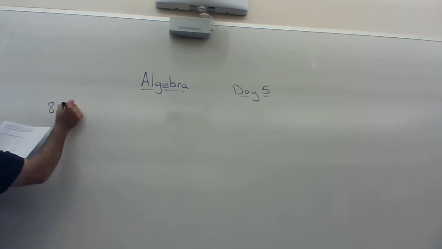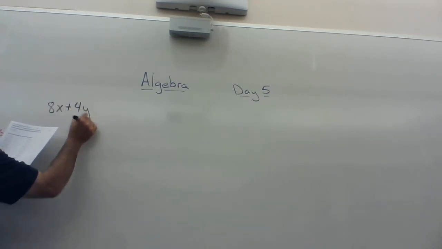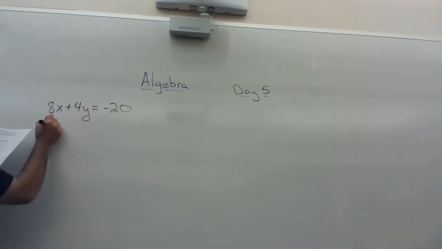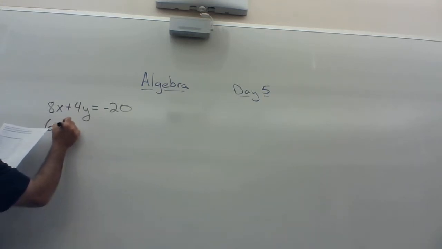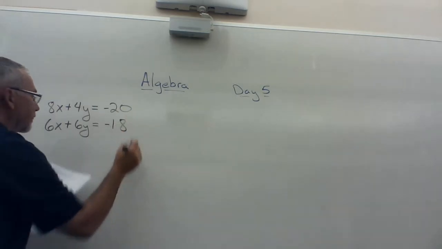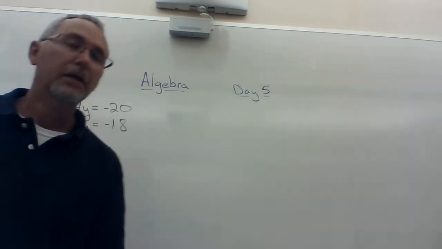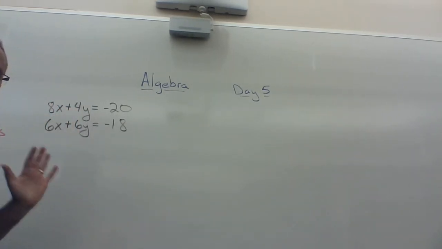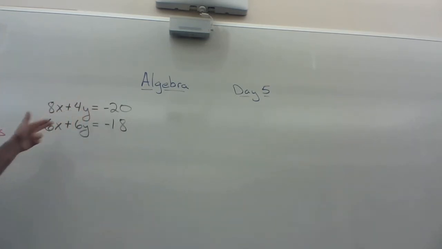This one is 8x plus 4y equals negative 20, and 6x plus 6y equals negative 18. Now, if I notice on this one, there are no variables that have a single coefficient in front of them. In other words, I'm going to have to do a little bit of work on this one. And so I can actually look at any of these and try and get a single coefficient available.